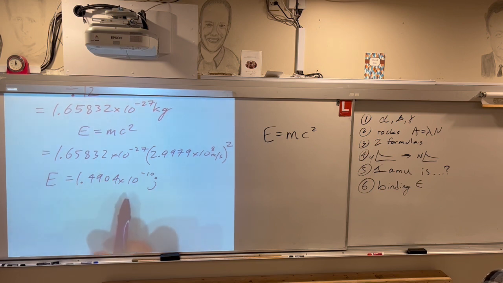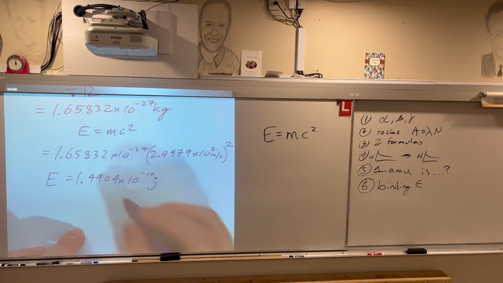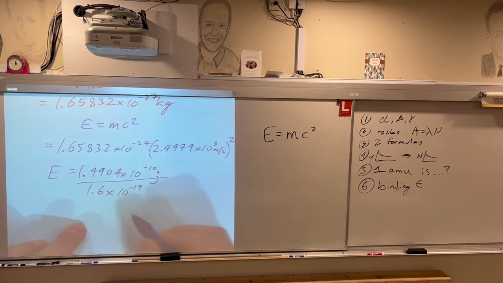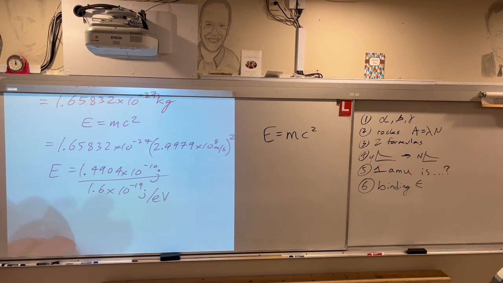This is the energy in joules. It's kind of an awkward number, so we're going to turn this into electron volts. So we're going to divide this by the number of joules in an electron volt. Does anybody know the answer? Does this number look familiar? This is the charge in coulombs of an electron or a proton. It's also the number of joules per electron volt.